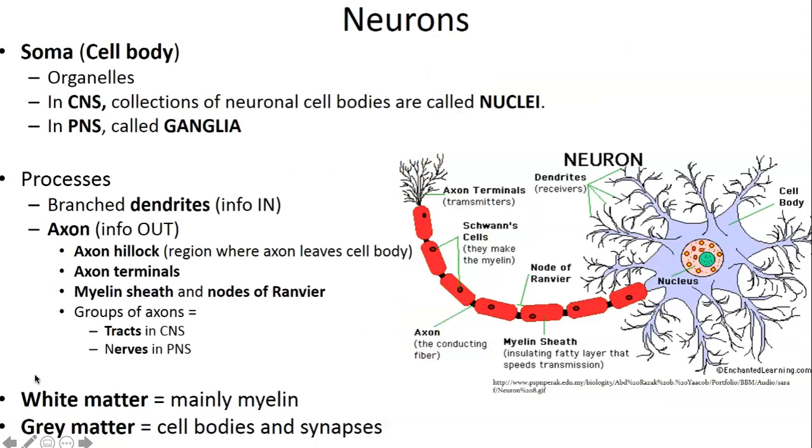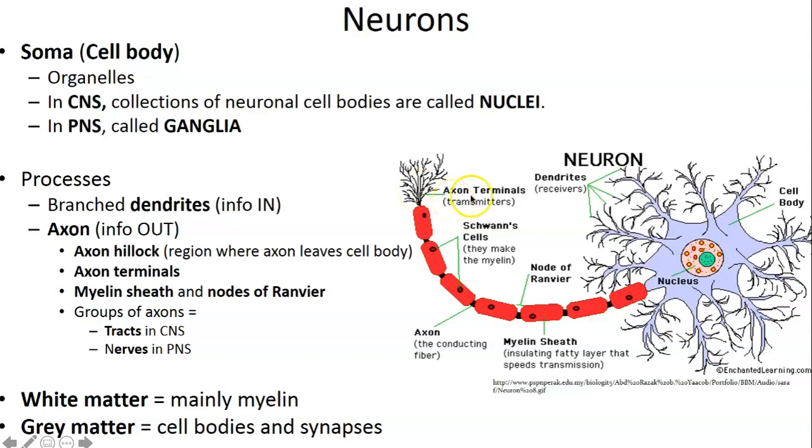So when we look at neurons, we talked about this very briefly, but we can go over it again. There's two different parts of a neuron. The first is the soma, or the cell body, which contains the organelles, and in the central nervous system, we call the collections of these the nuclei, whereas in the peripheral nervous system, we'll call them the ganglia, and I'll get to that a little bit later. And then we have the processes, and there's two types, which are the dendrites, which are the receivers of signals, and the axons, which are the transmitters of signals.